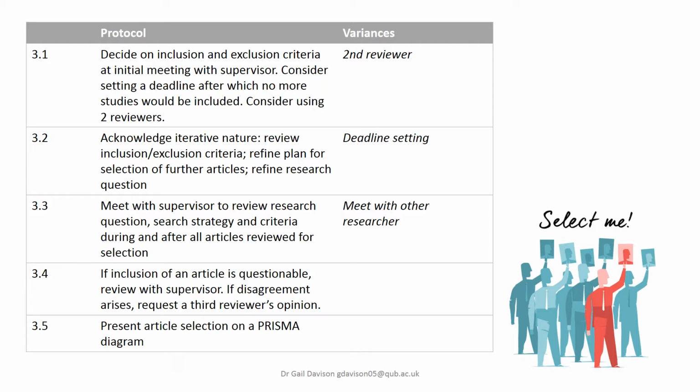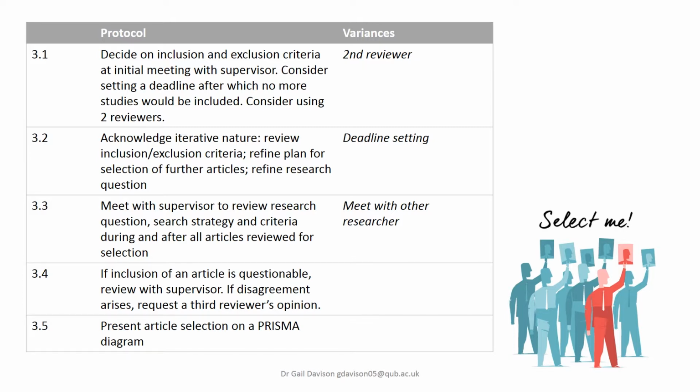Then, after going through a number of articles, you do need to meet up with your supervisor and think, right, am I really answering the research question? Do I need to change the research question? Do I need to refine the search strategy? And that'll help progress your review. If an inclusion of an article is questionable, then you need to review this article with maybe the second reviewer or your supervisor or both. If there is a disagreement, then it is valuable to have a third viewer's opinion if that's an option for you.